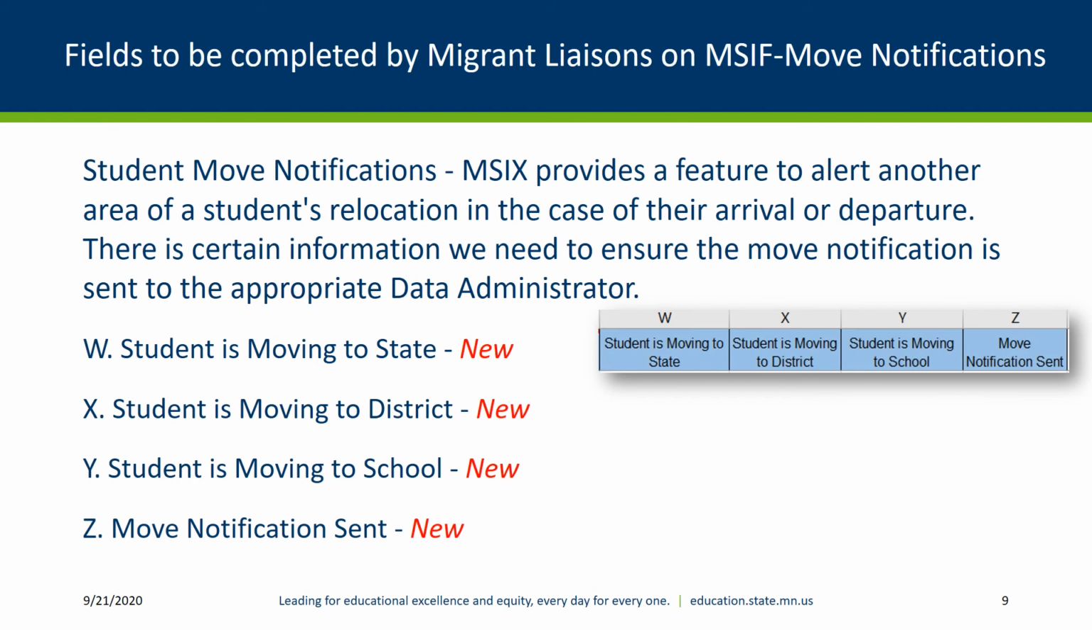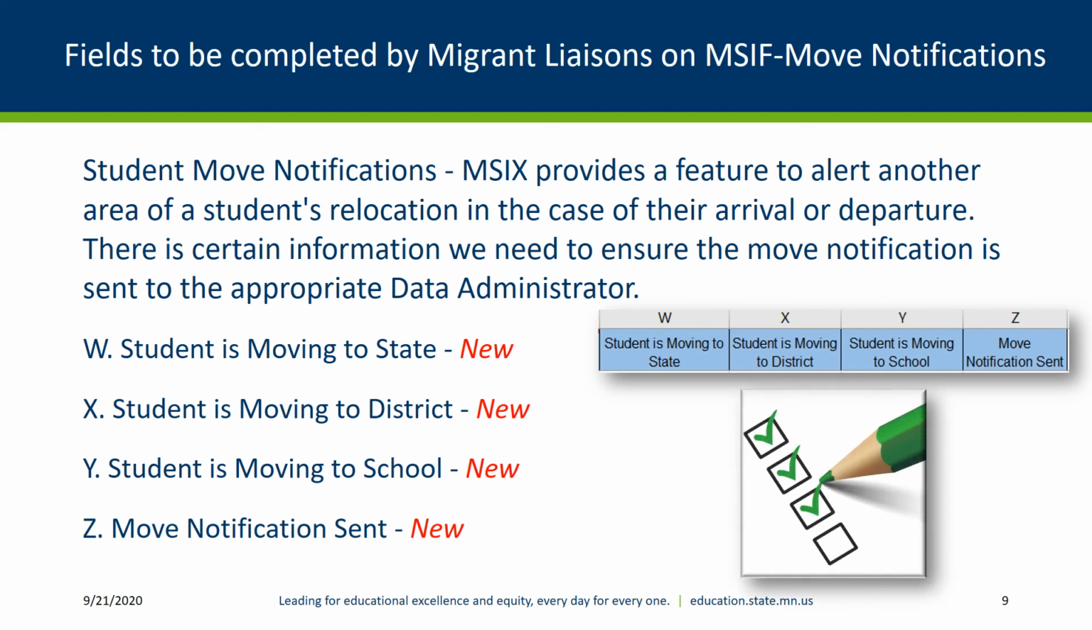We have added new information to the MSIF this year for student move notifications. M6 provides a feature to alert another area of a student's relocation in the case of their arrival or departure. There is certain information we need to ensure the move notification is sent to the appropriate data administrator in the state the student is moving to. So please take a look at the instructions for what you need to do with the student move notifications on your MSIF.